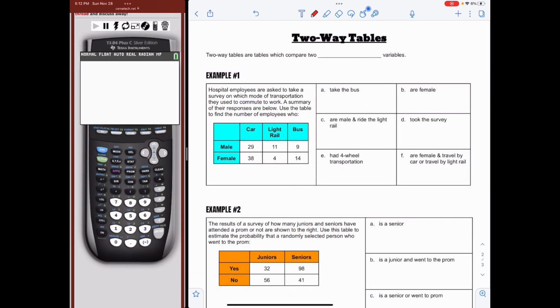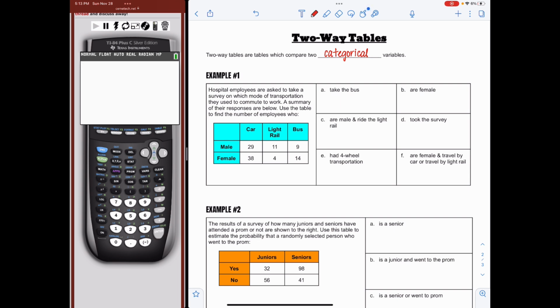All right, so let's talk about two-way tables. Two-way tables are tables which compare two or more categorical variables. So let's look at example 1. It says, hospital employees are asked to take a survey on which mode of transportation they used in order to commute to work. A summary of their responses are below.